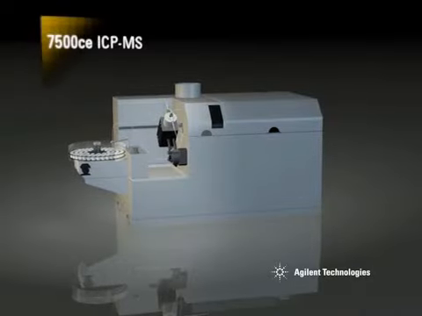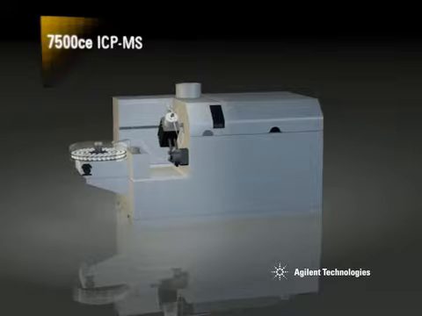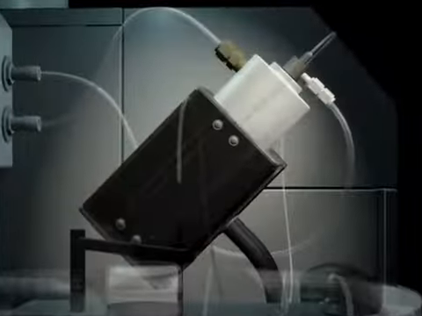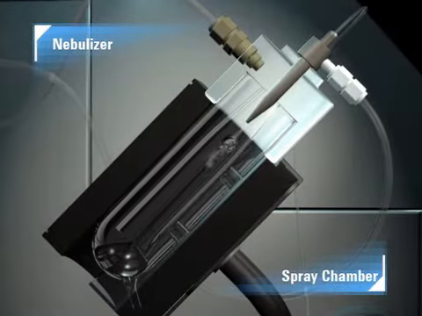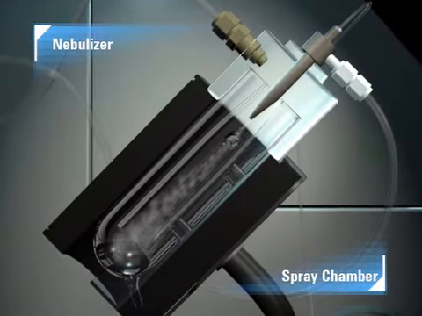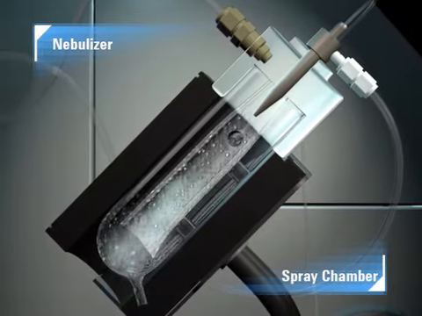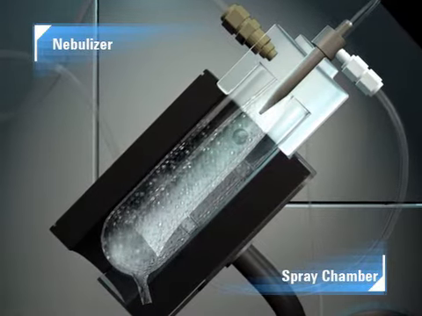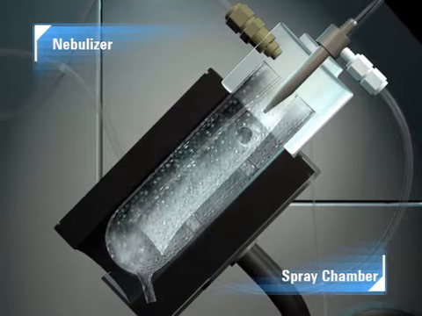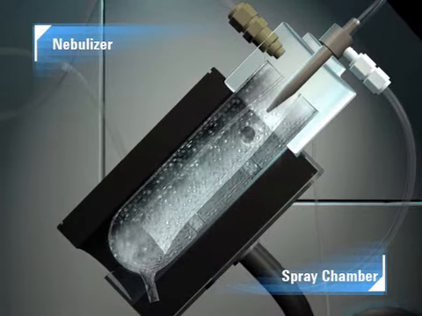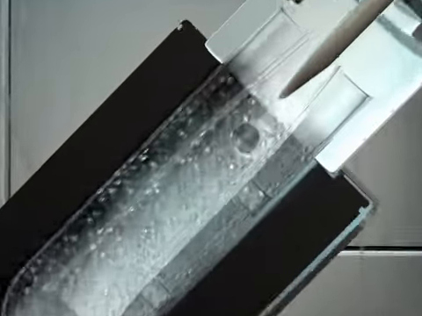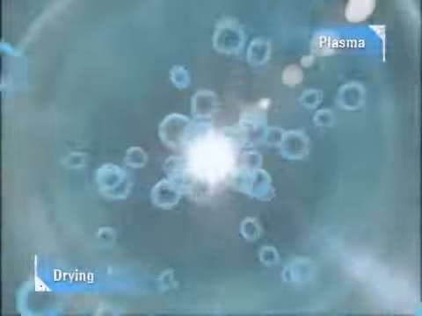Let's follow the journey a sample takes from its sample vial through the ICP MS to the detector. Sample is pumped from the sample vial into the nebulizer, where it is mixed with argon gas to form an aerosol. Larger droplets are removed from the sample aerosol as it passes through the cooled spray chamber, and the fine aerosol is swept into the central channel of the plasma.